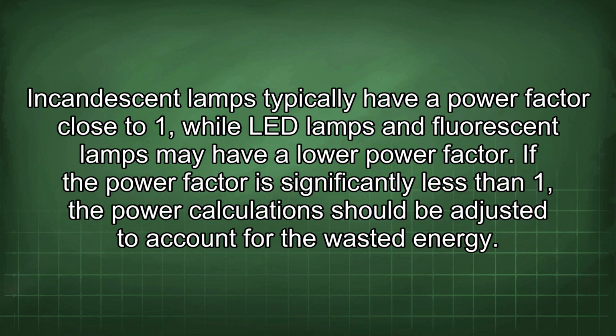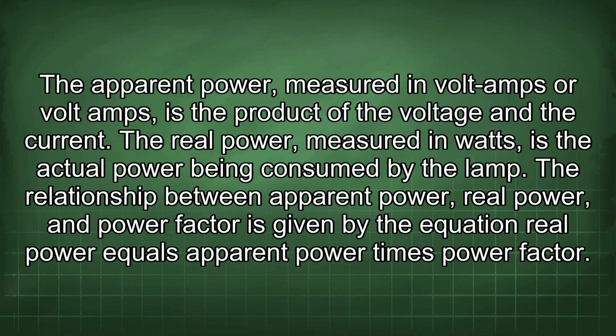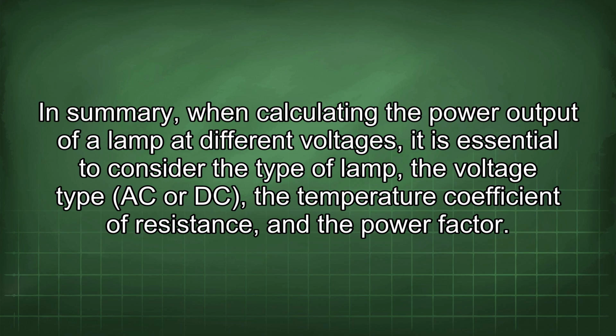If the power factor is significantly less than 1, the power calculation should be adjusted to account for the wasted energy. The apparent power, measured in volt-amps, is the product of the voltage and the current. The real power, measured in watts, is the actual power being consumed by the lamp. The relationship between apparent power, real power, and power factor is given by the equation: real power equals apparent power times power factor. In summary, when calculating the power output of a lamp at different voltages, it is essential to consider the type of lamp, the voltage type, AC or DC, the temperature coefficient of resistance, and the power factor.